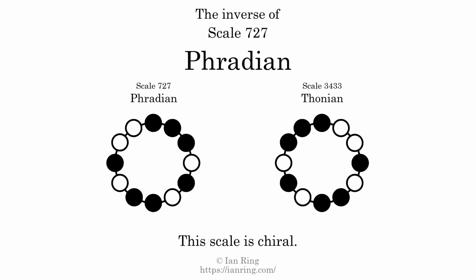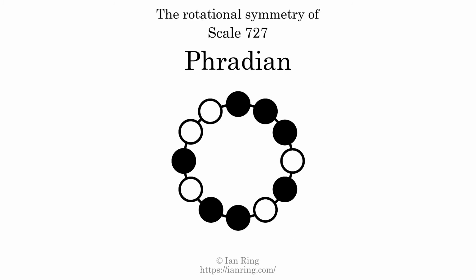The inverse of a scale is a mirror image. It is what you get when the sequence of intervals is reversed. The inverse of this scale is scale 3433, also known as Phradian. This scale is chiral. It cannot transform into its inverse by rotational transformation. This scale has no rotational symmetry.